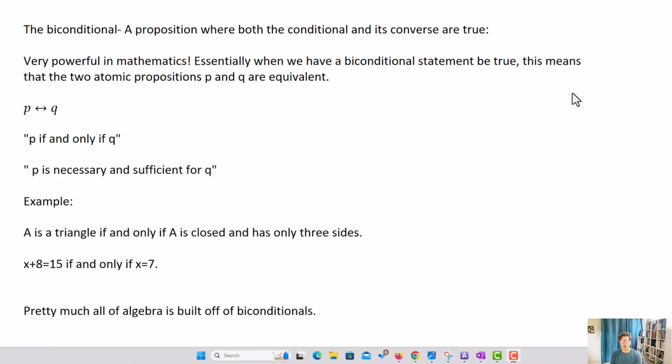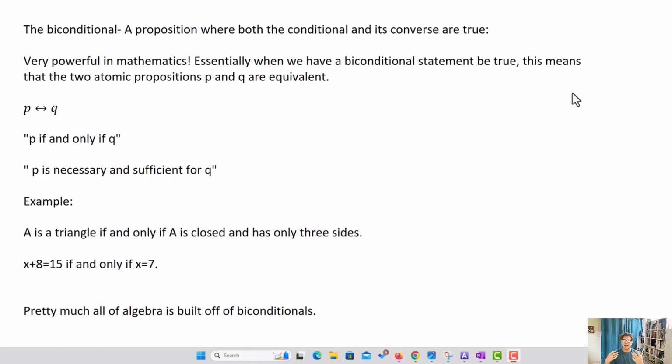The last thing we're going to look at is something called the biconditional. The biconditional is a proposition where both the conditional and its converse are true. This is super powerful in mathematics. Essentially, when we have a biconditional statement be true, this means that the two atomic propositions, P and Q, are equivalent. And in algebra, they'll end up being equal. We can say we can replace one with the other.